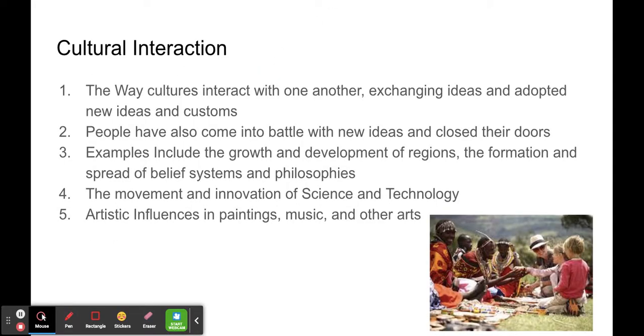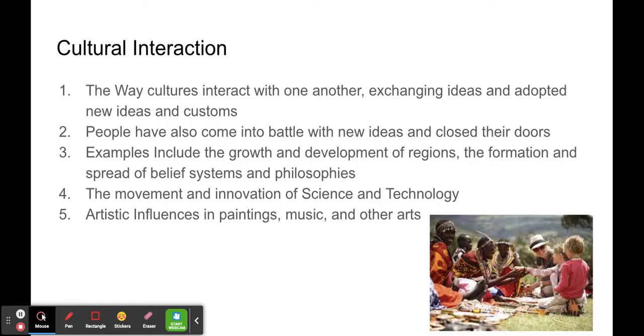The first of which being cultural interaction, the way cultures interact with one another, exchanging their ideas, trading, adopting new ideas and customs, music, and during the age of exploration, that would be cultural interaction. When Europeans came over here and spread their ideas and everything like that, and a lot more we're going to get into.